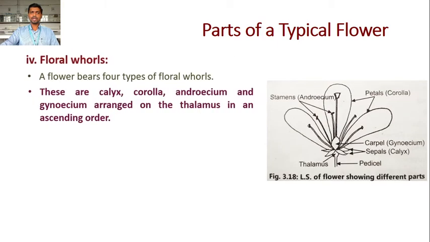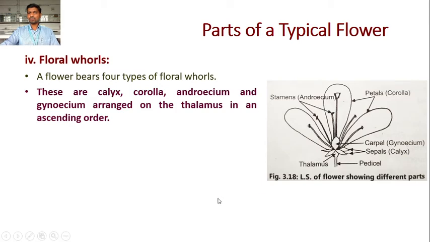Next, these are the floral whorls. A flower bears 4 types of floral whorls: calyx, corolla, androecium and gynoecium. Individual members are sepals, so these are the sepals, then petals, these are stamens and these are the carpels. These are arranged on the thalamus in ascending order. When we go from outside towards the inner side, the sequence is calyx, corolla, androecium and gynoecium.